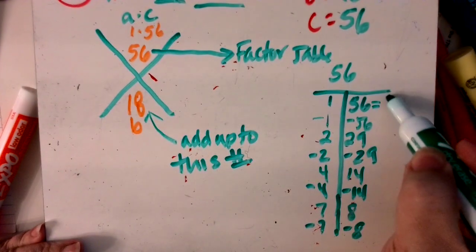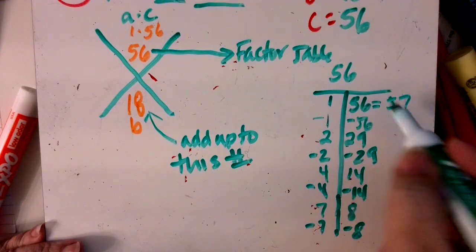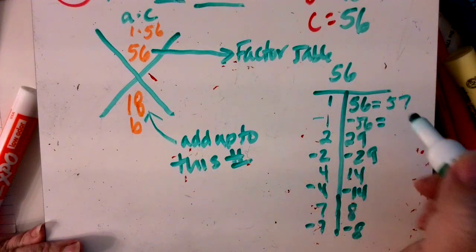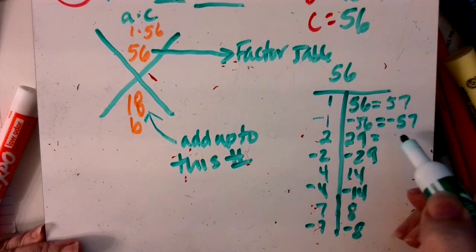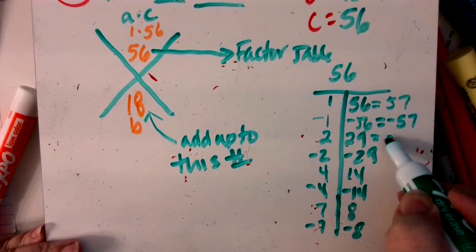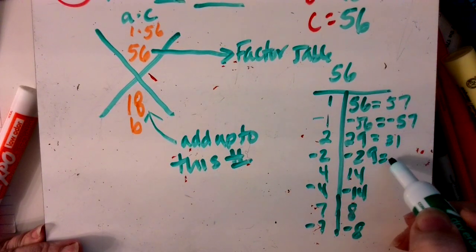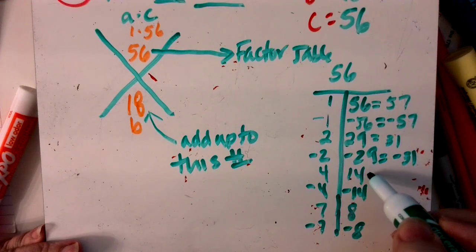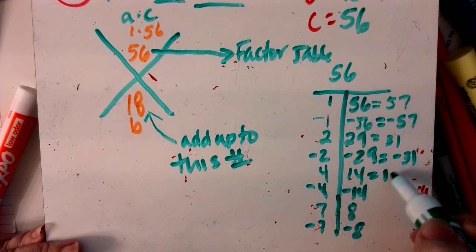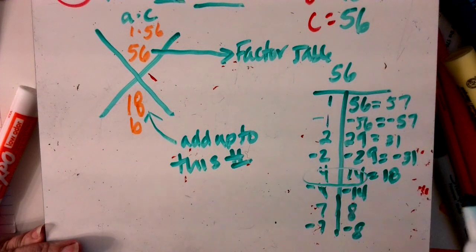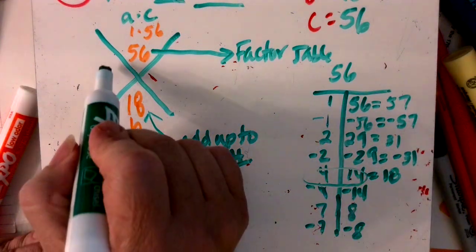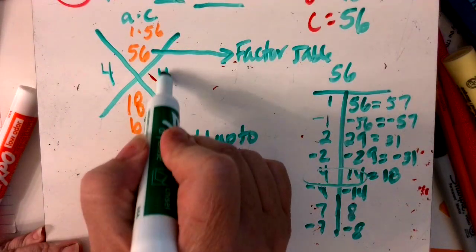Now we want to see which of these add up to 18. Well, right away, we know this is 57. A lot of these you'll just know. You don't even have to go through all this, but I'm going to just to show you. 2 plus 29 is 31. This would be negative 31. Okay, 4 plus 14 is 18. So there we go. These two then, I'm going to write over here. I'm going to write the 4 here and the 14 here.